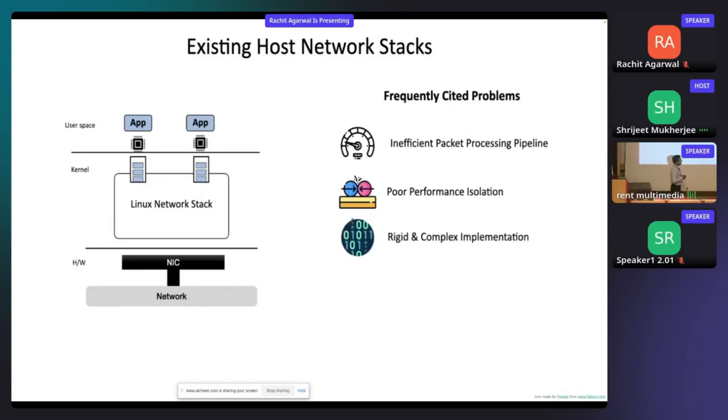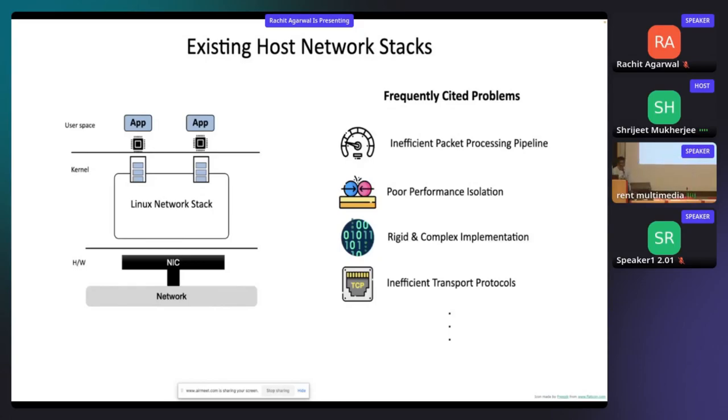Latency-bound traffic can suffer. A lot of people who actually try to push things into the stack talk about this very complex and rigid implementation. If I want to change something somewhere in the packet processing pipeline, I have to go and change hundreds of other places just to be able to make a tiny, teeny tiny change. So, very rigid and complex implementation, and inefficient transport protocols in many of these.